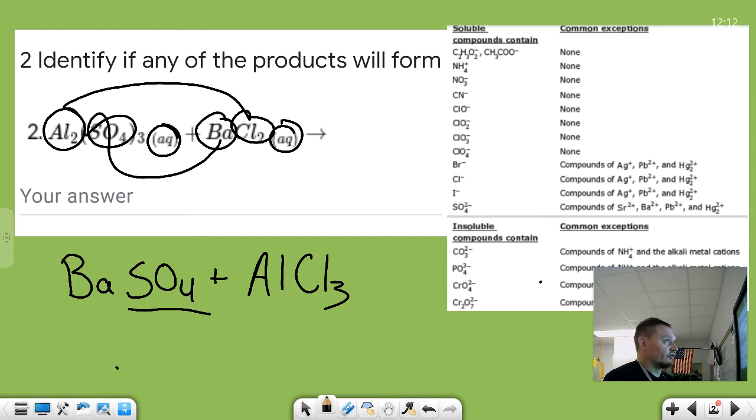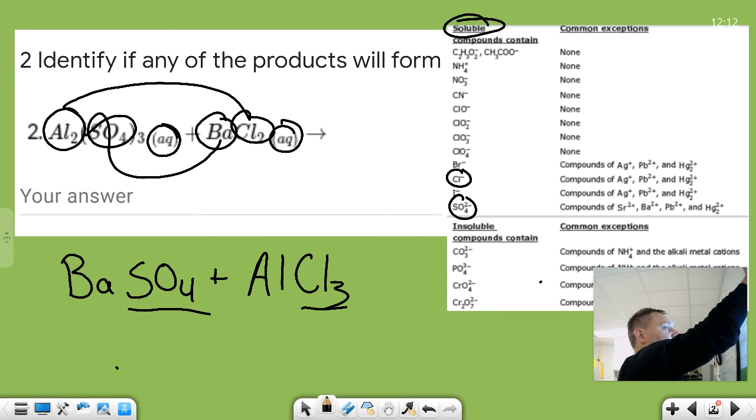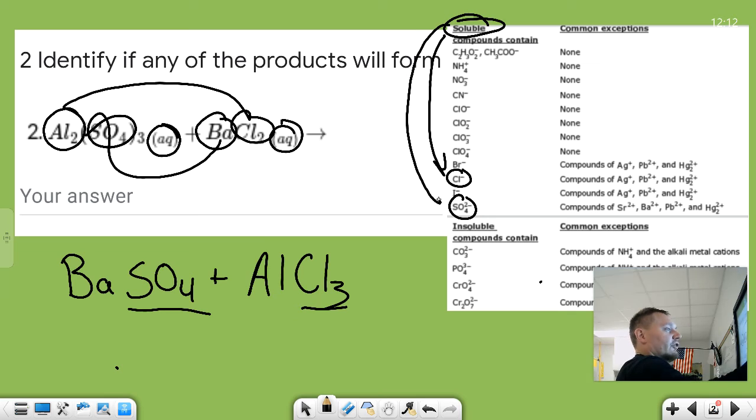We're going to use the Texas Star solubility chart. This is what you'll get on your final when you take it at the end of the semester. You'll get a chart like this, and you'll use it to figure out if you're going to form a precipitate or not. In this one, we're going to check for SO4 and chlorine. SO4 is right here, and here's chlorine. Notice they are both on the soluble chart, not the insoluble chart.